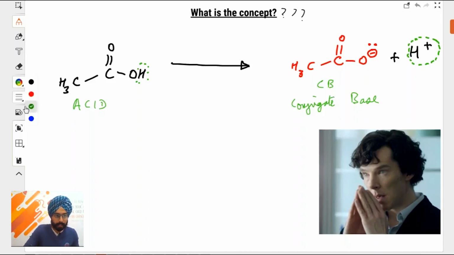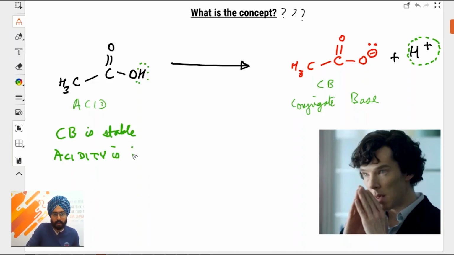So I will write down the crux of this situation here, which says, if conjugate base is stable, acidity is high, and vice versa. If the conjugate base is not stable, the acidity will not be high. If someone tells you that I have a compound called X, it is a very acidic compound, it implies that the conjugate base that the compound X will form will be stable. Okay, so we have understood this.